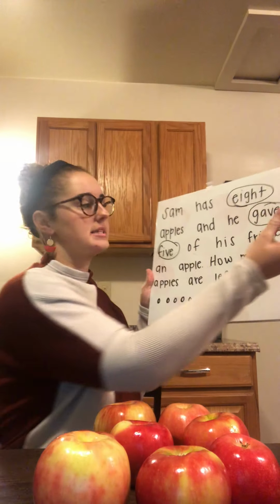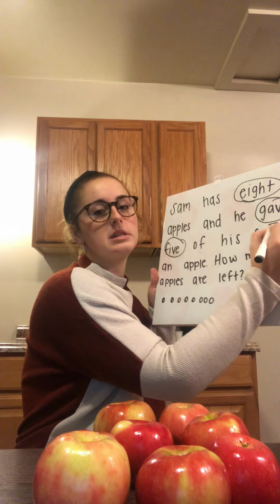So when it says that he has 8 apples, that's how many Sam starts with, right? He has all 8 of his apples here. He gave 5 to his friends. So does that mean that we're adding some to them? Or are we subtracting some of the apples? It means subtracting. Yeah, so we can put a minus sign right under here to remind us.